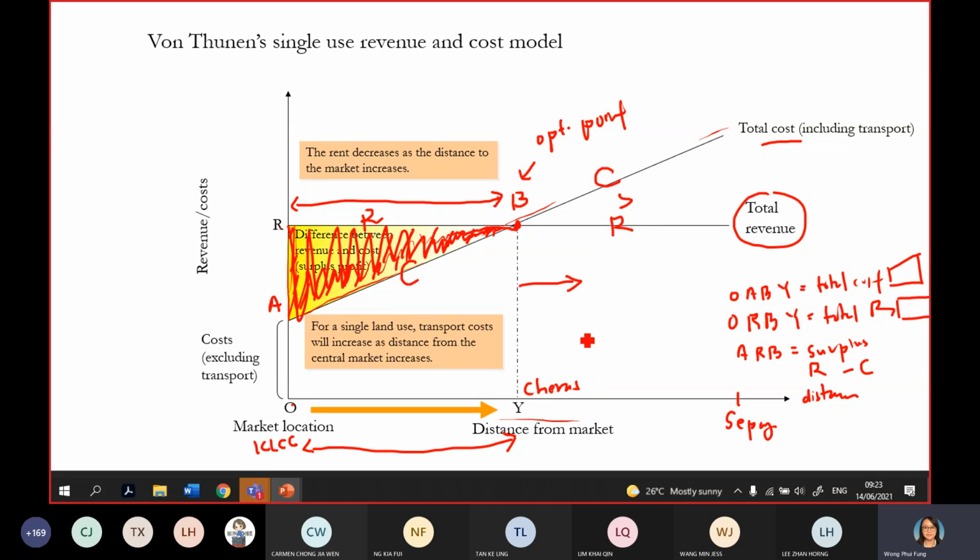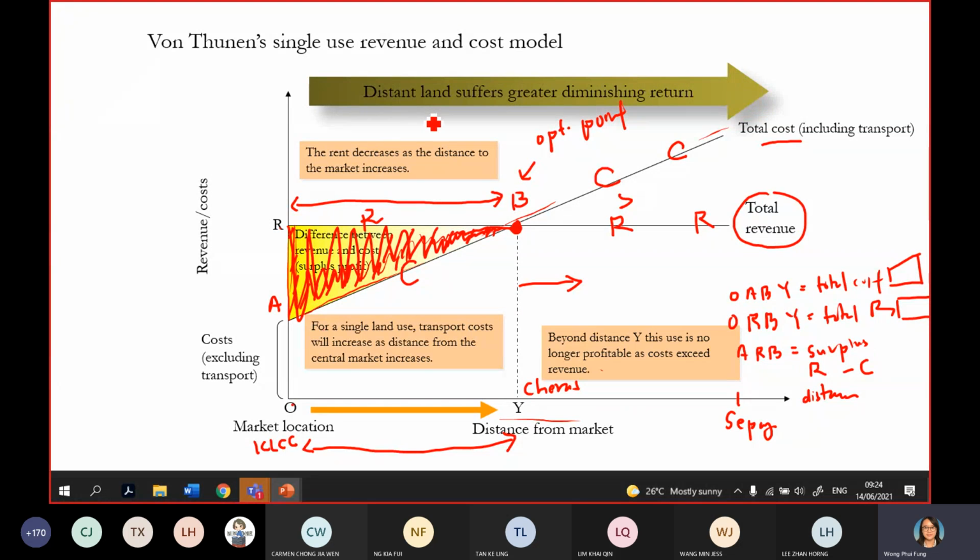From Cheras onward, this land use will not be profitable anymore. Why? Because your cost is more than your revenue. So that is what we mean by the optimum point, when TR intersects with TC, TC intersects with DR. Okay? Beyond distance Y, this use is no longer profitable. Why? Because the cost is more than the revenue. That's what I explained just now.